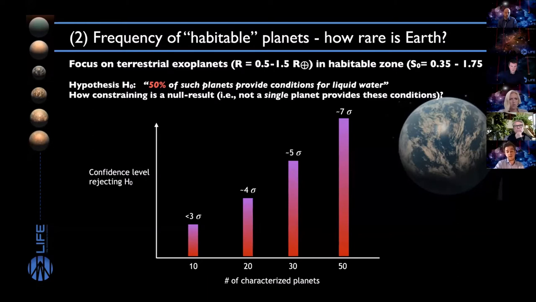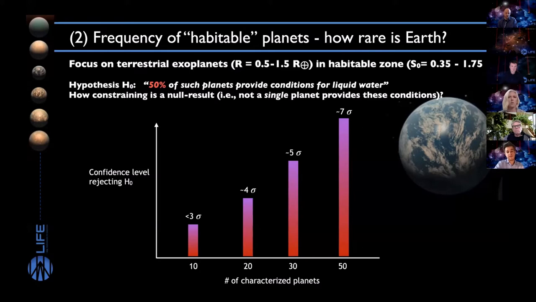And below here in the plot, we show the confidence with which we can actually reject this hypothesis as a function of the number of planets. So if you observe 10 planets in this part of parameter space, and none of them has conditions for liquid water, then it's not really constraining yet. But as you increase the number of planets you characterize, the stronger and stronger, obviously, the null result becomes, and we now have a statistical framework to really help us find out what is a good number of planets to aim for, in order to make sure that in case no planet turns out to have conditions for liquid water, this is scientifically important.